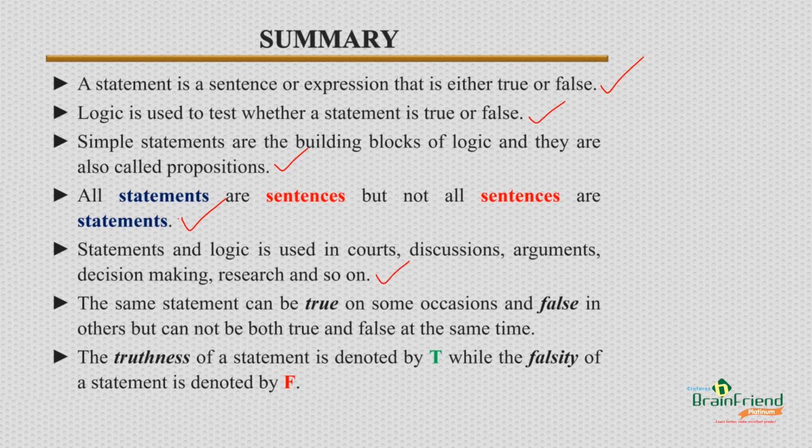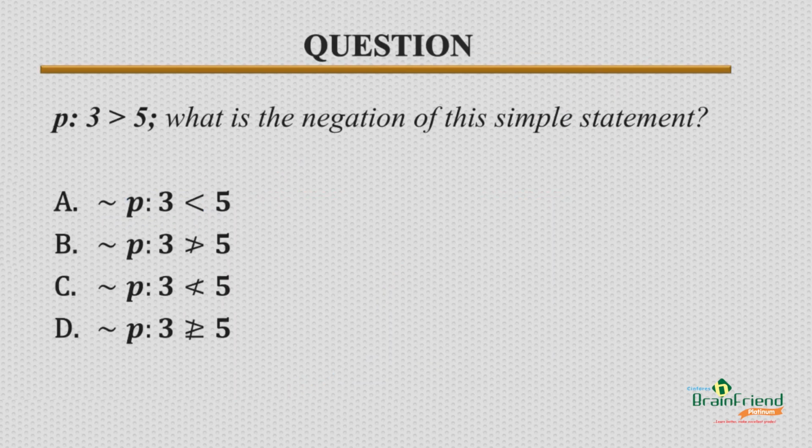Next, we learned that the same statement can be true on some occasions and false on others, but cannot be both true and false at the same time. Finally, we learned that the truthness of a statement is denoted by T, while the falsity of a statement is denoted by F. Now it's test time.